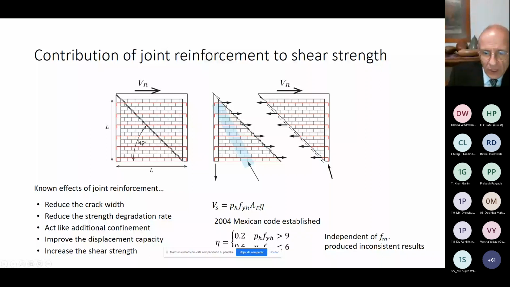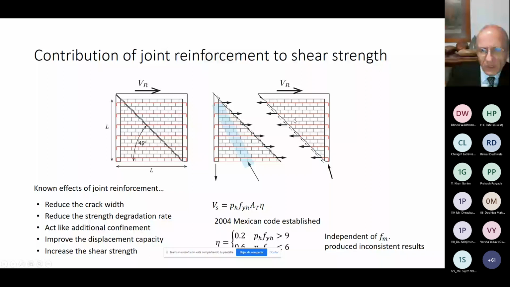But I should say something: this simple formula produced inconsistent results. When we studied this phenomenon, we found that because these formulas are not dependent on the compressive capacity of the masonry, it happens that walls with very bad masonry, with very small compressive capacity of the masonry, can reach very large strength predicted by this formula because of the reinforcement.